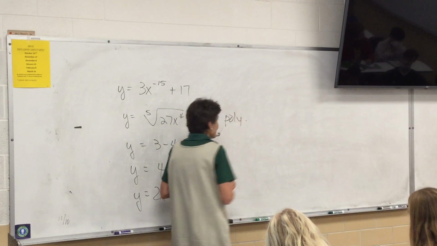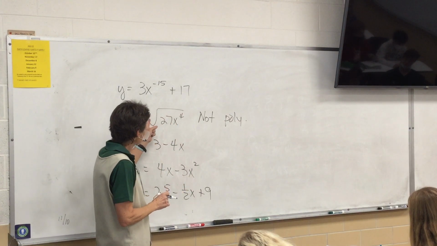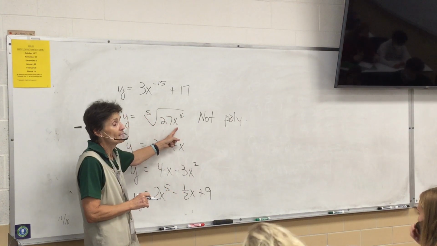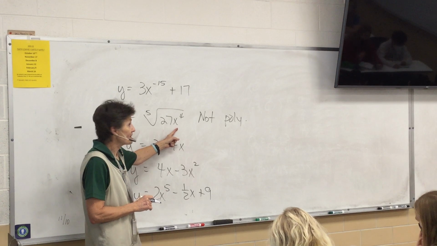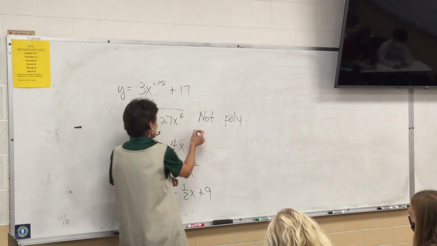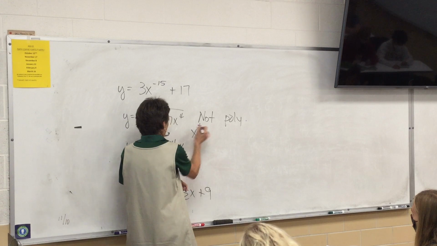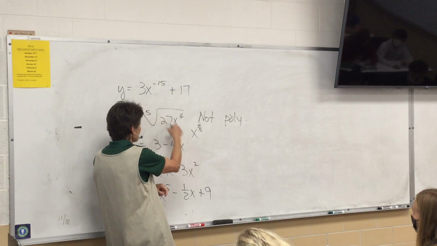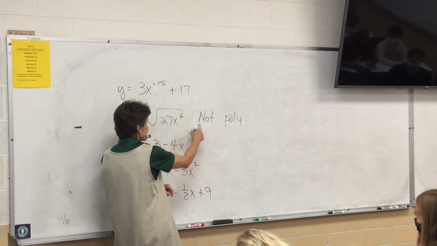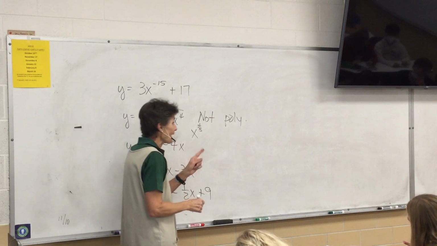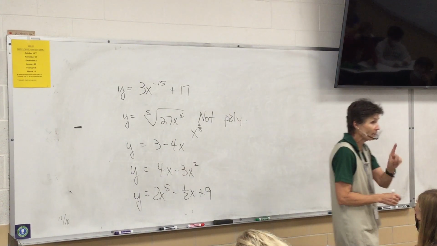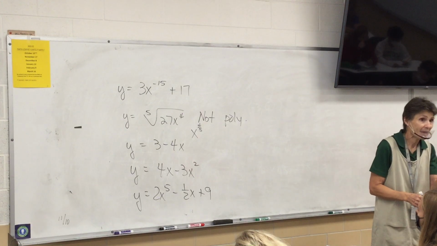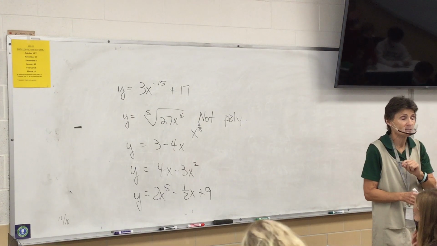And it is not a polynomial because you cannot have a variable under a radical. This is the same as a 4/5 exponent. This means the 5th root of x to the 4th means x to the 4/5. You cannot have fractional exponents, okay? If you are a polynomial, you cannot have fractional exponents, all right?